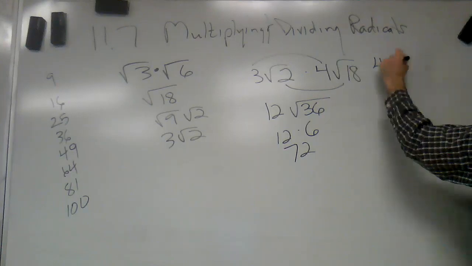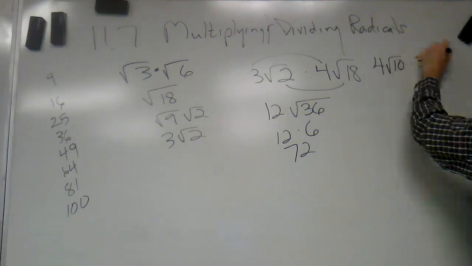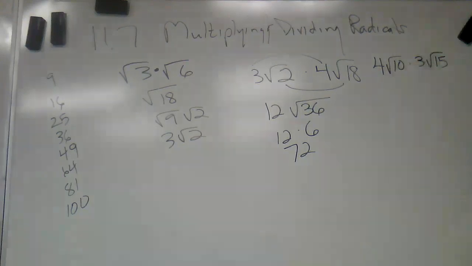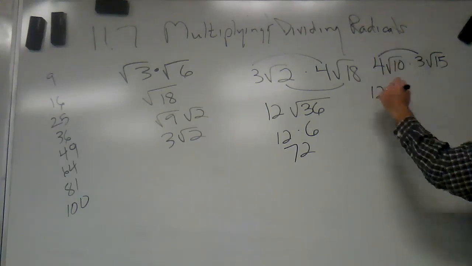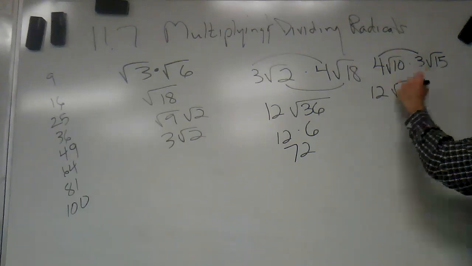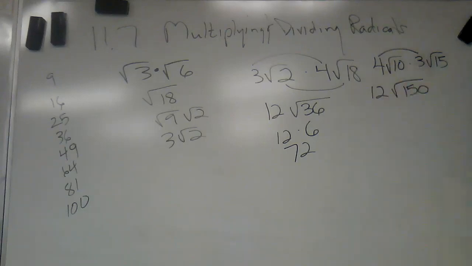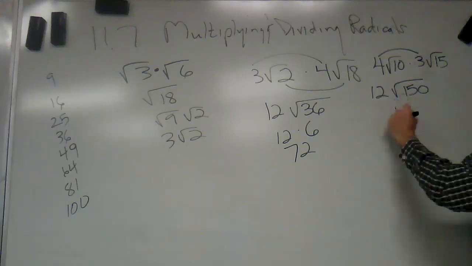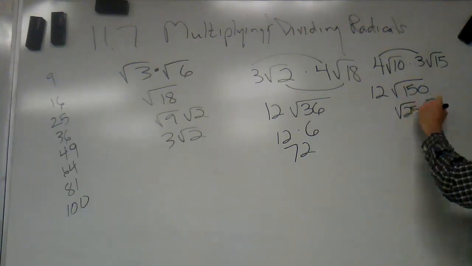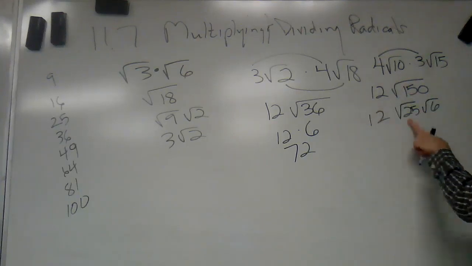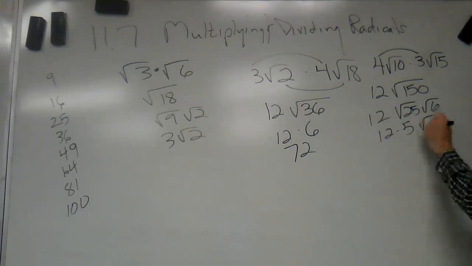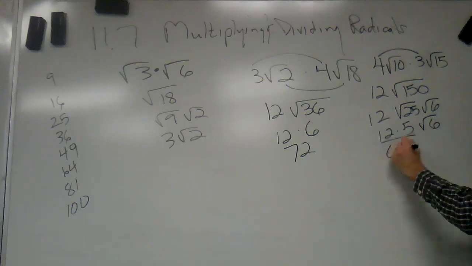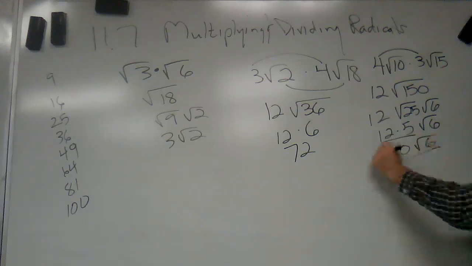Okay, so we have 4 radical 10 times 3 radical 15. We're going to multiply 4 times 3, which is 12. Inside we get 150. 25 will go into 150 6 times. Square root of 25 is 5. Radical 6 does not simplify anymore, so we get 12 times 5 is 60. Radical 6.